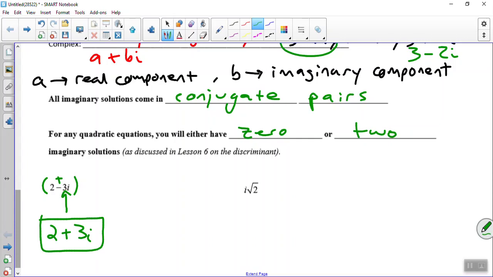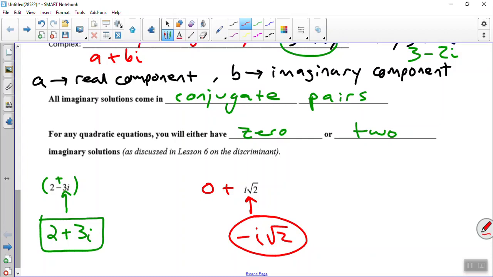Take a second and try the next one on your own, and then I'll put the answer up in a second. All right, so you're looking at i root 2. This is just the imaginary component. This just means that the real component is 0. So if it's positive i root 2, that means negative i root 2 also has to be a solution.